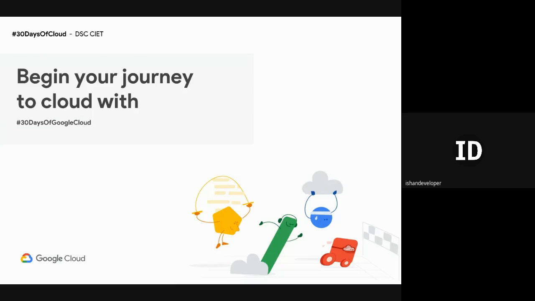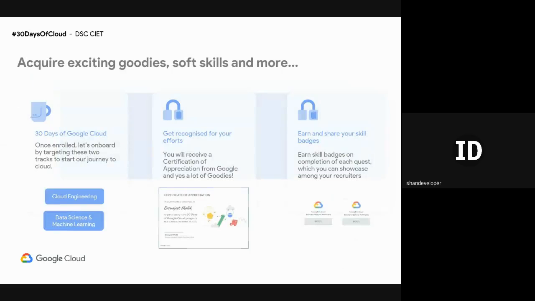So with this program, you can acquire some exciting goodies and soft skills, like how to speak with people and how to interact with the community. And that's pretty much it. Once enrolled, you can begin with the two tracks we have in the program: cloud engineering, and data science and machine learning. Upon successful completion of the program, let's say you complete at least one track, you will receive lots of goodies from Google and obviously a certificate of appreciation directly from Google.